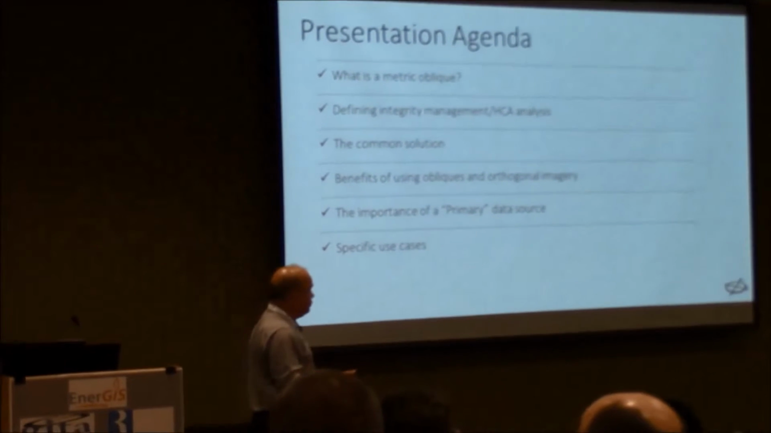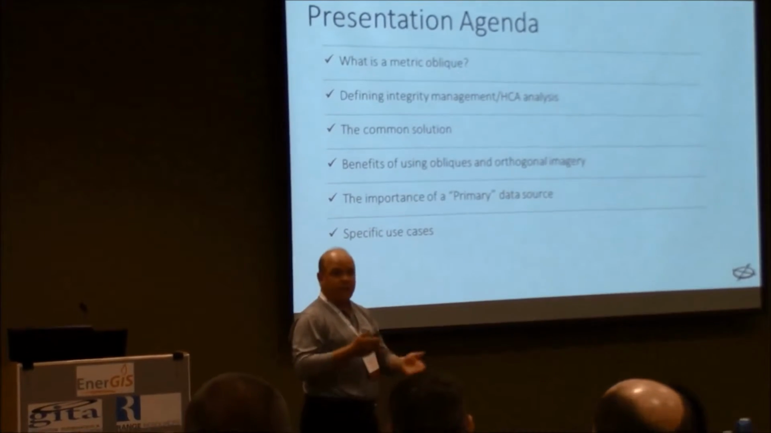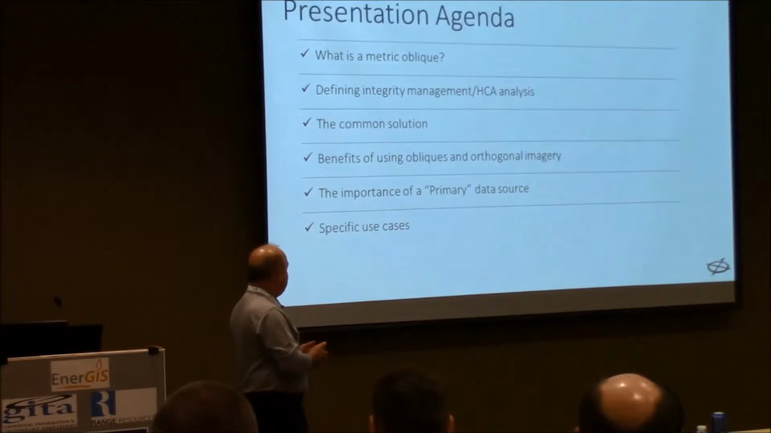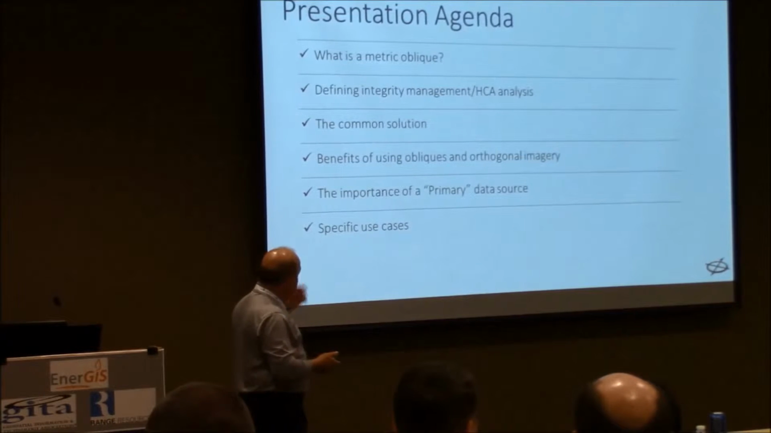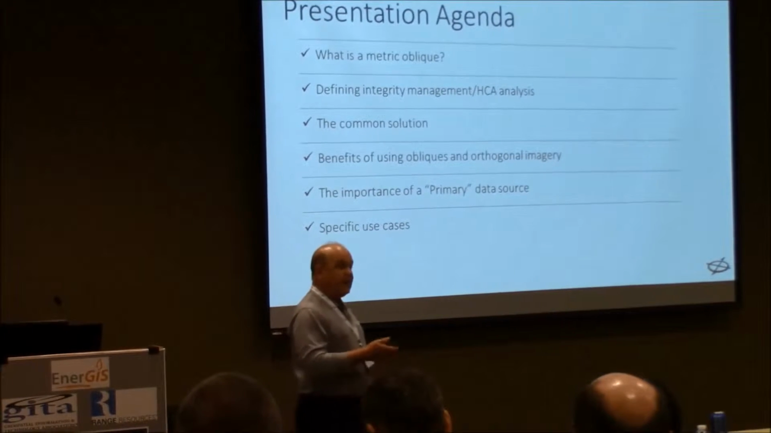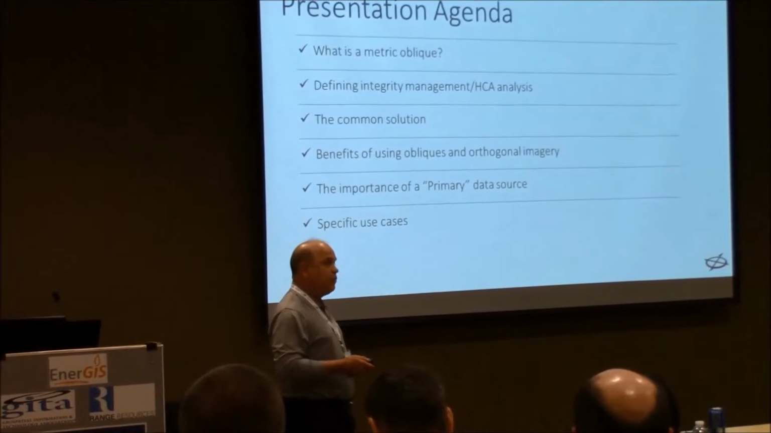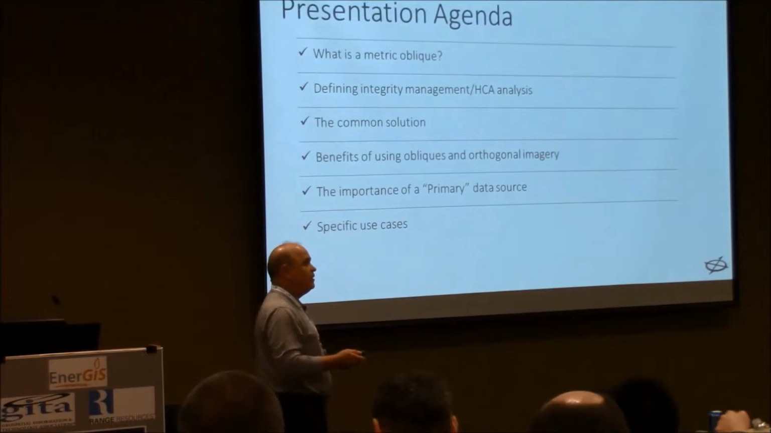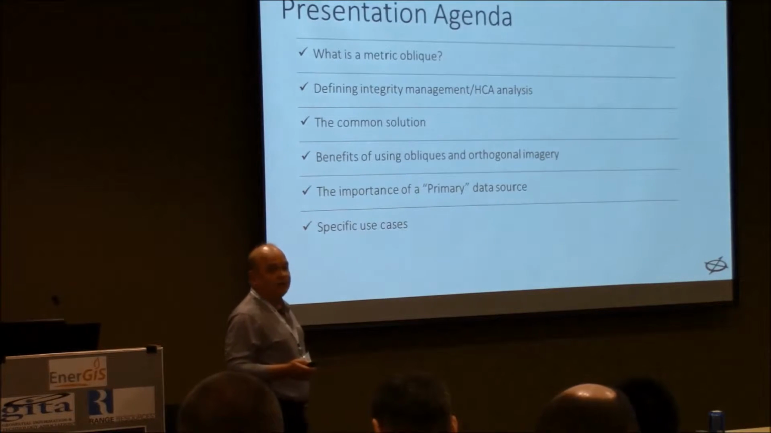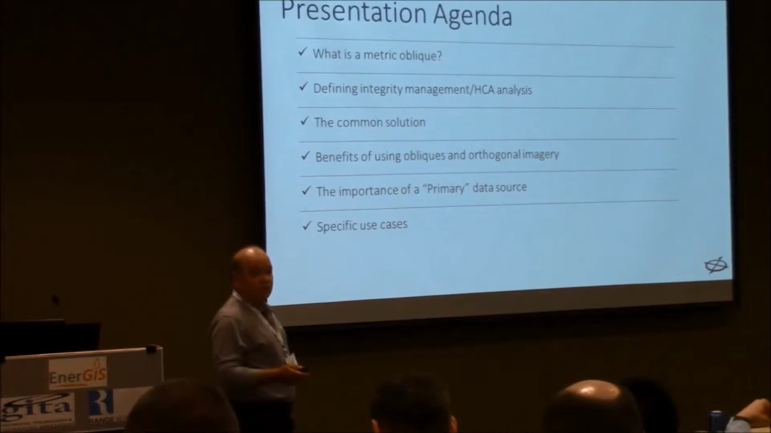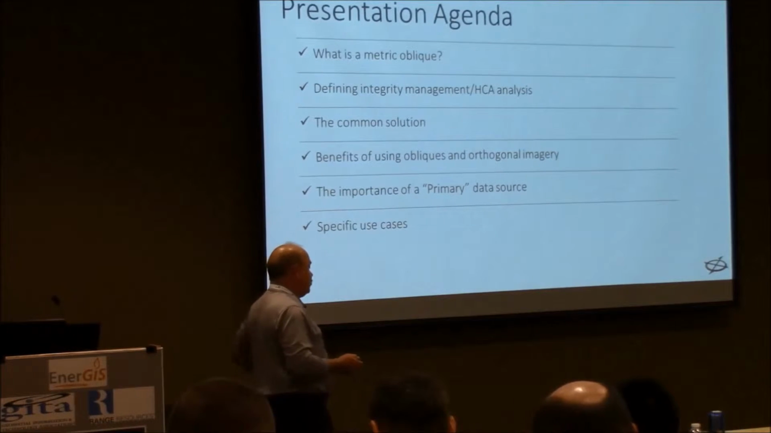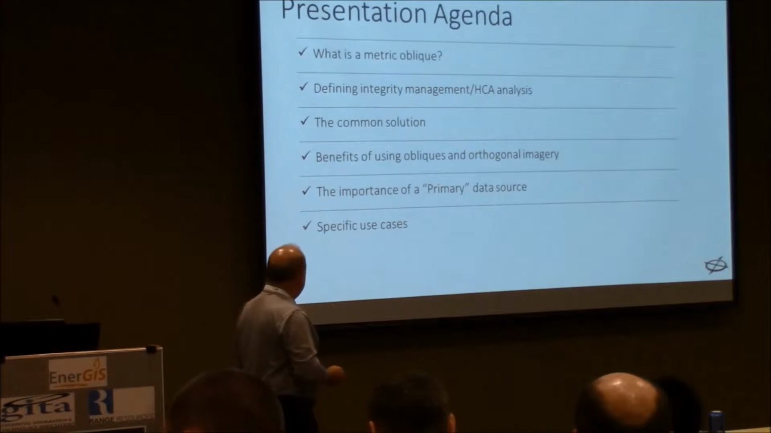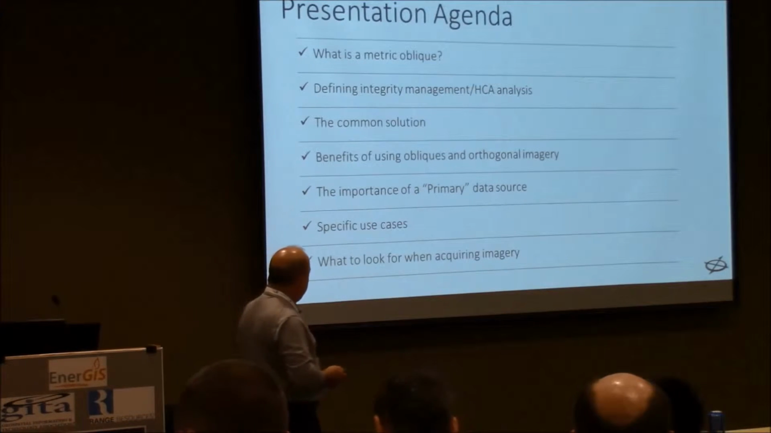Then move into some of the benefits of ortho and oblique imagery. How does that help? What can we do with it? What's the value? What are some of the things that we should be considering? And then a little bit about why imagery in and of itself has an important role in providing a primary data source, something that you can lean on during times of audit or reflection. Something that you can really point your finger on and say, this is why I made the decision that I made. A specific use case, maybe, if we have a little bit of time.